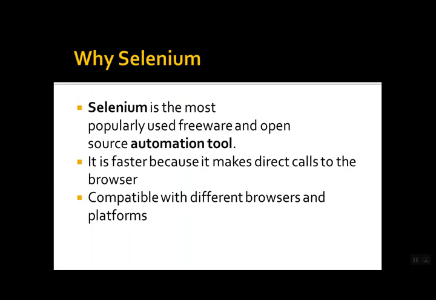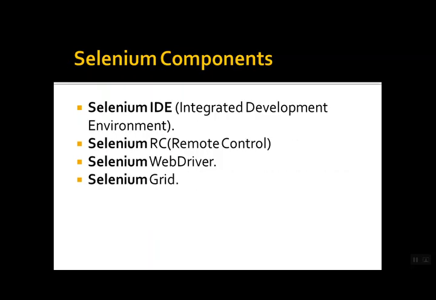Why Selenium? Selenium is an open source automation tool and it is faster because it makes direct calls to the browser. It is compatible with different browsers, which include Chrome, IE and Firefox. These are the Selenium components: Selenium IDE, Selenium RC, Selenium WebDriver and Selenium Grid.